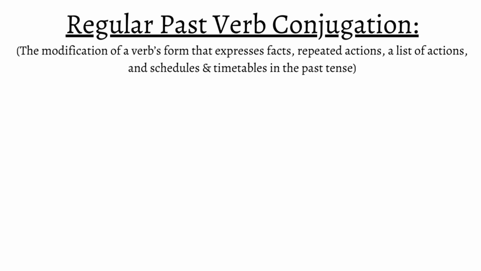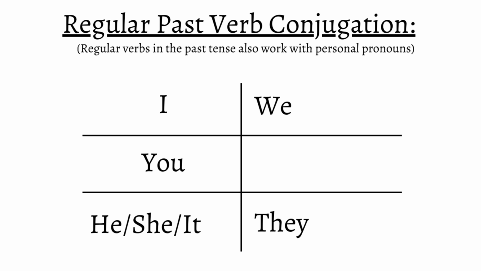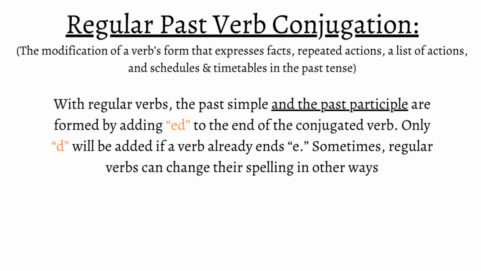To conjugate regular verbs in the past simple in English, we first must understand what makes a regular verb in the past. The best way to recognize them in any sentence is to see the time change in a sentence, so they also combine with the personal pronouns I, you, he, she, it, we, and they. With regular verbs, we form the past simple and also the past participle by adding the letters ed to the end of the conjugated verb.